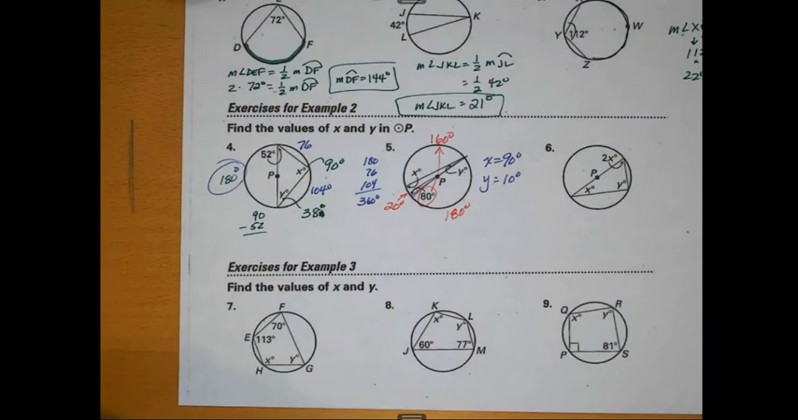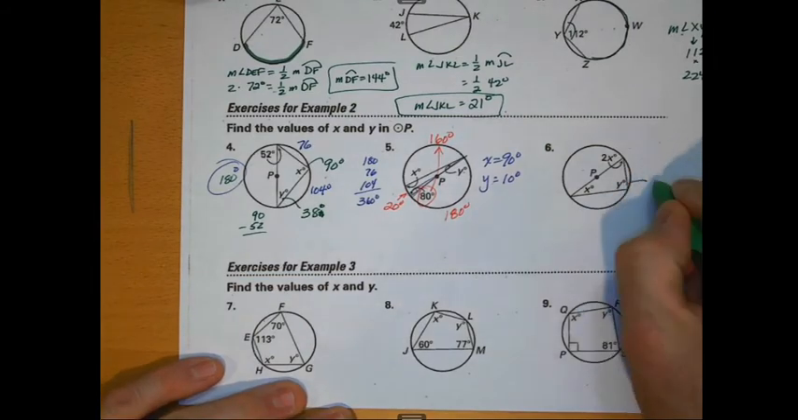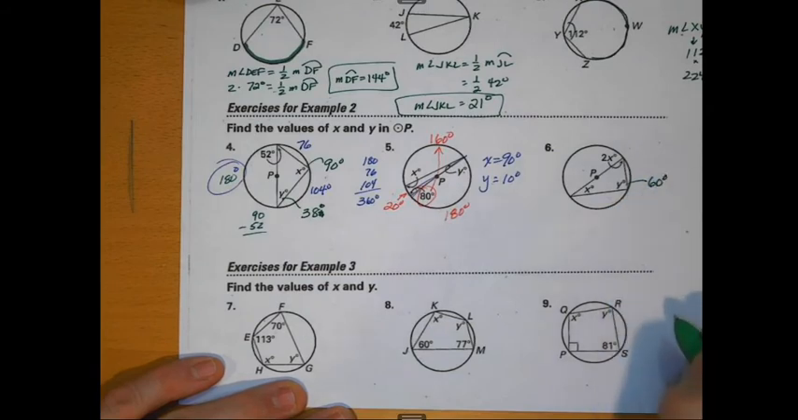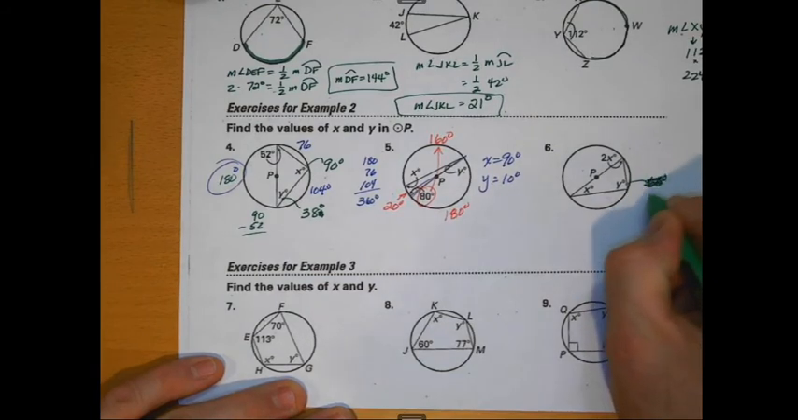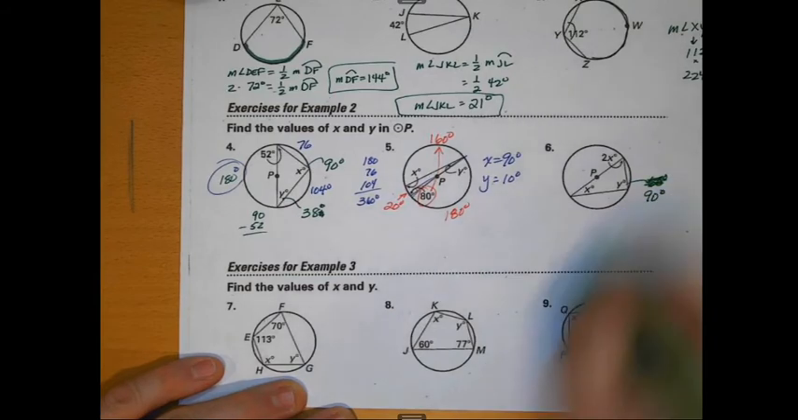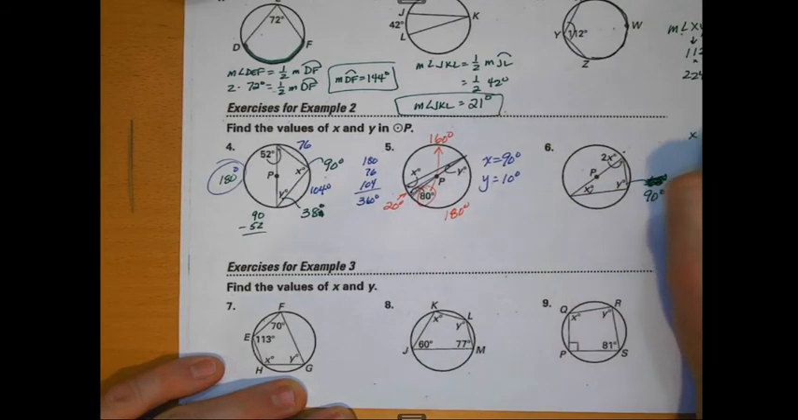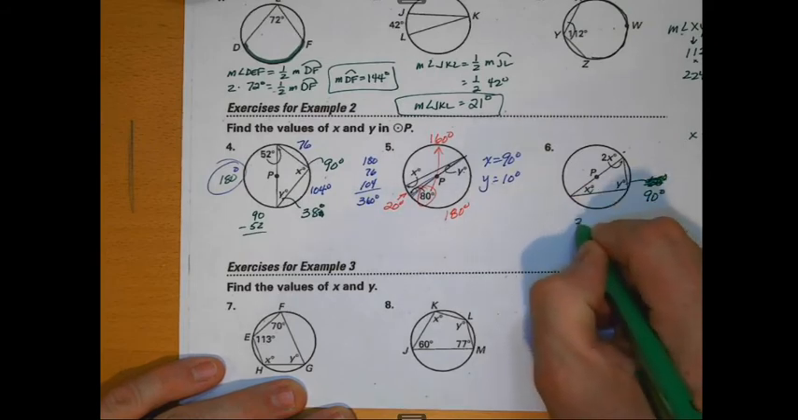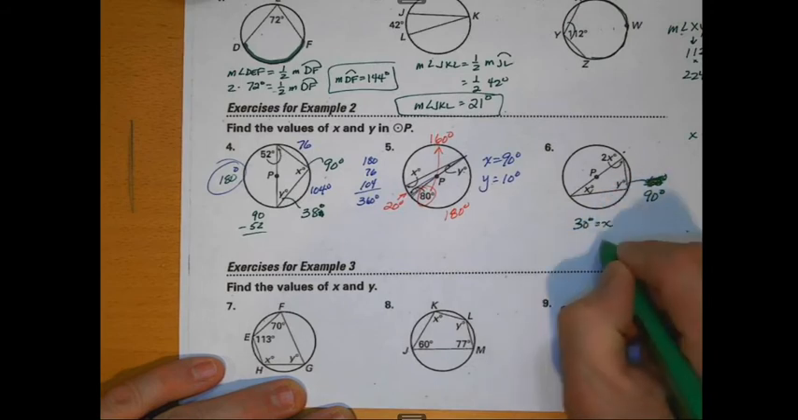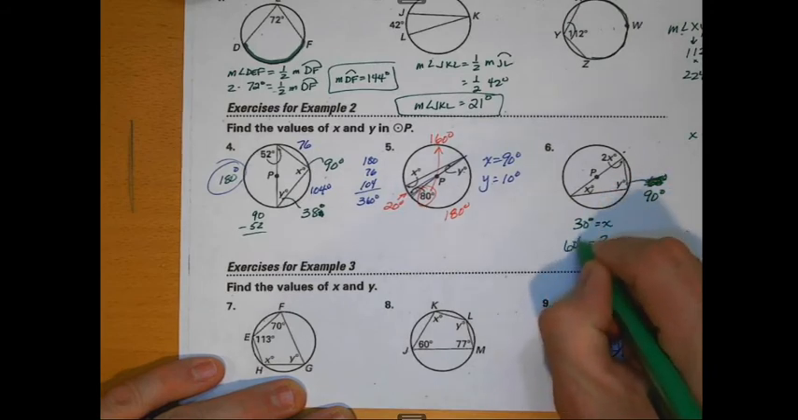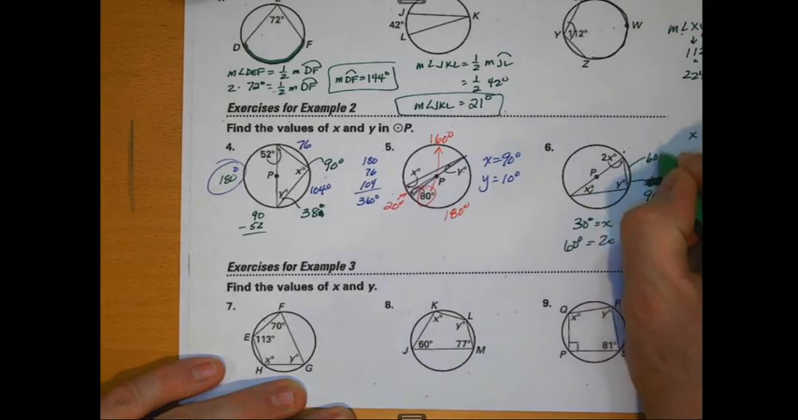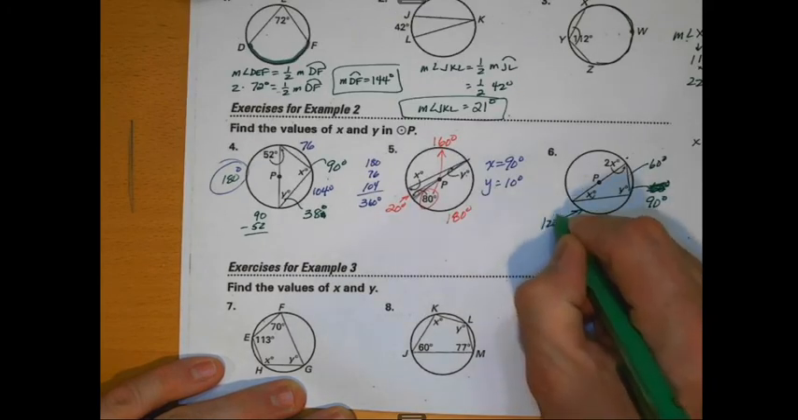Pause that video, do number 6. Alright, y is 60. Y is not 60, Mr. Gumino. Y is 90. These two add up to be 90. So 3x equals 90. X equals 30. So x is 30, and 2x would be 60, which would make this 60 and would make this 120. Okay.